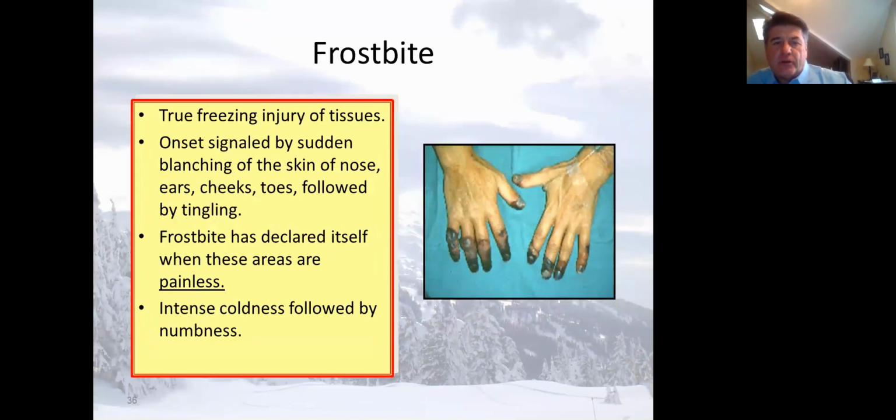Frostbite is a true freezing injury of the tissue. So the tissue is actually freezing itself. The onset is signaled by a sudden blanching of the skin of the nose, ears, and cheeks, followed by tingling. It's going to start in those places where you're exposed. Frostbite has declared itself when these areas are painless.